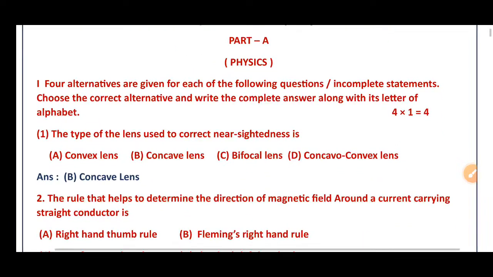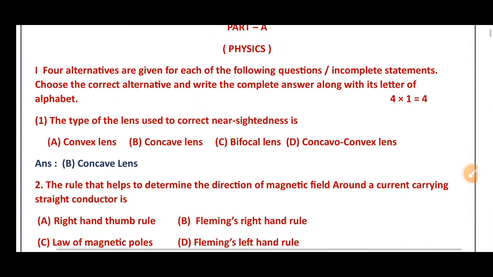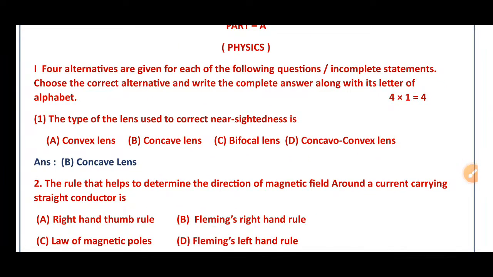Okay, let's start. Question number 1. First we have to discuss part A, that's physics. Then chemistry, then biology. In 3 parts I am going to discuss these key answers. So question number 1, those are MCQ, multiple choice questions. Total 4 questions are there, each carrying 1 mark.